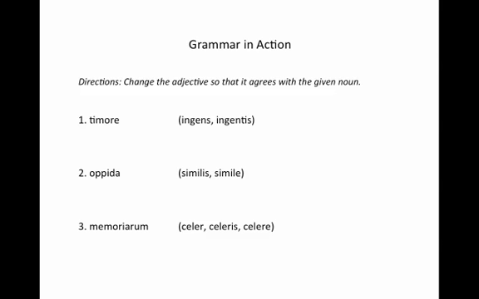Alright, let's start with timore. Now remember, timore is masculine, it is ablative, and it is singular. Therefore, we want it to be modified by ingenti, which is the masculine ablative singular form of ingens, ingentis. Now let's work with oppida, number 2. Now remember that oppida is neuter, it is nominative or accusative, and it is plural. So we're going to use similia, which is also neuter, nominative or accusative, and plural. And finally, we have memoriarum, which is, of course, feminine, genitive, and plural. So we're going to modify that with celerium, which is also feminine, genitive, and plural.